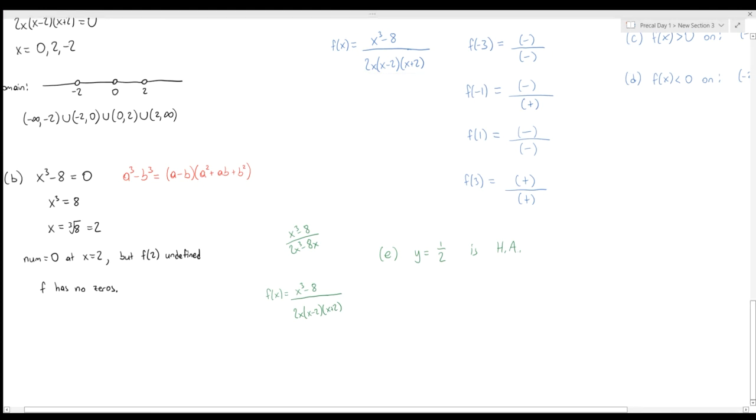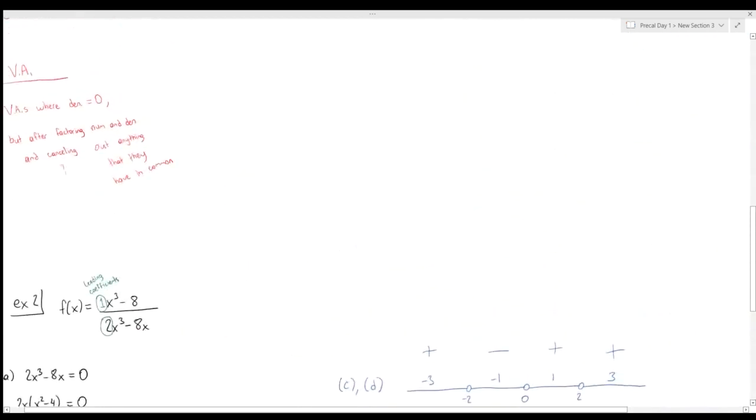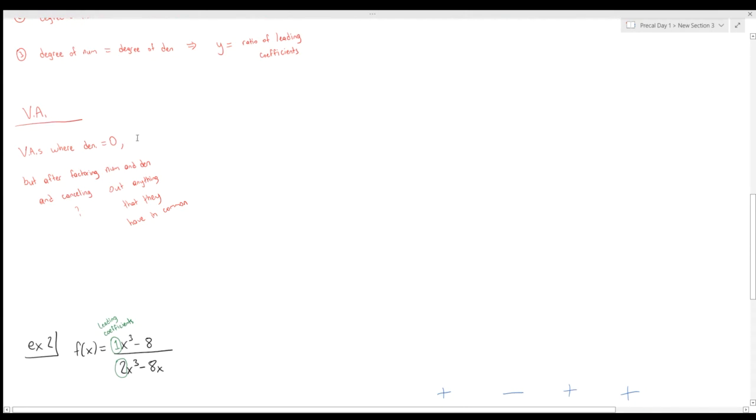Okay. And again, that's just coming from 1 over 2. All right. Now, as for the vertical asymptotes, okay. For the vertical asymptote, you're checking where the denominator is 0, but you have to simplify by canceling anything out that you could in the numerator and the denominator, okay?